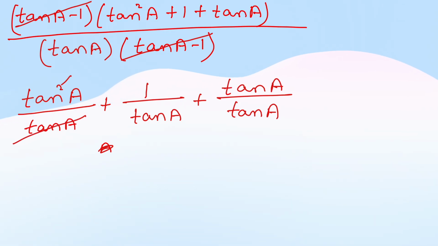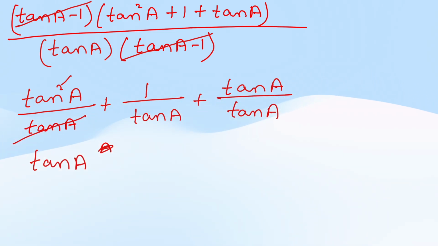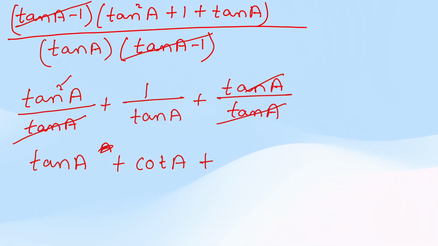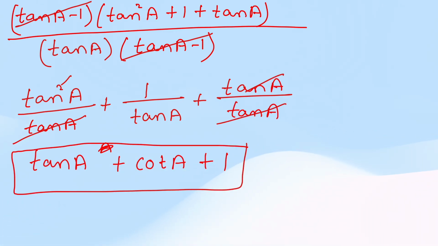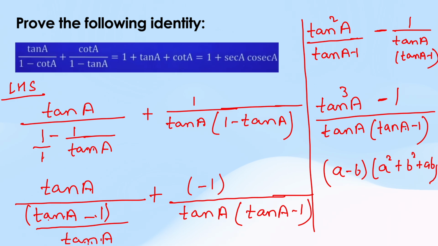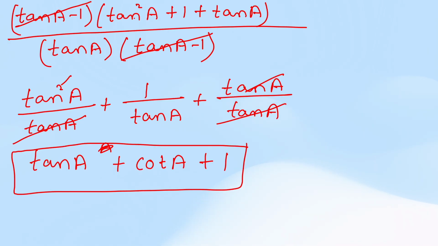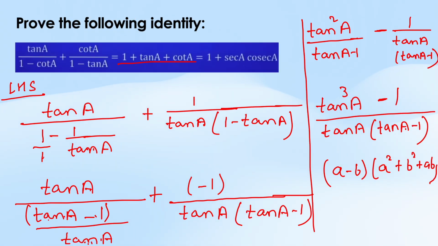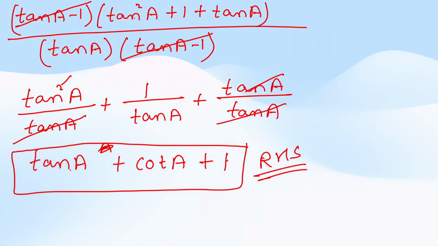So this will become tan a. 1 by tan a is cot a. And this tan a by tan a is 1. So this is equal to your right hand side, that's what I need to prove: 1 plus tan a plus cot a. So it is 1 plus tan a plus cot a, and this is your RHS, right? Now what we have to prove is that it is 1 plus sec a into cosec a.